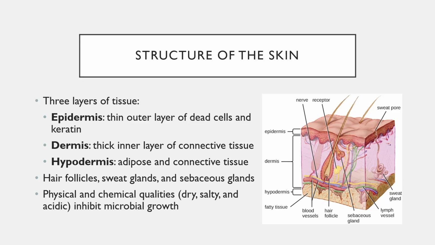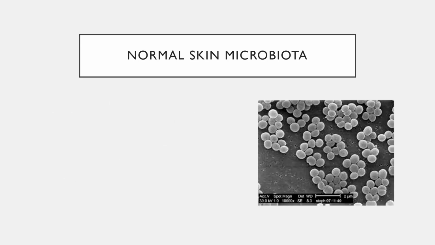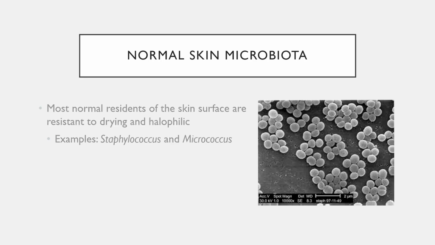Your skin also has a robust population of normal microbial residents, or your normal skin microbiota, which are in general resistant to the physical factors that inhibit other microbes from residing on the skin, including drying and high salt content. Staphylococcus and Micrococcus are 2 genera that have these special qualities that allow them to reside on the skin.